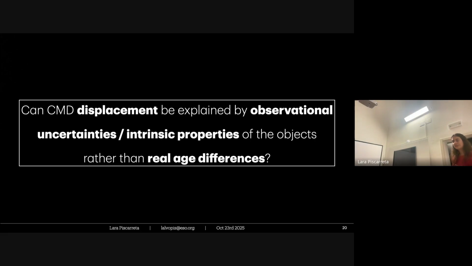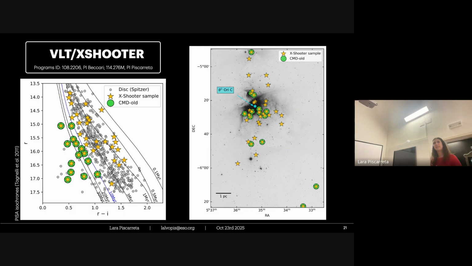And to do this, we actually obtained X-shooter spectra for 40 objects, which are depicted here with the yellow stars. And you can see that we're probing a large age range so that we could probe both the seemingly old accretors, but also sources that are in the main locus of the population. And in terms of masses, we're basically probing between 0.1 and 0.8 solar masses. And on the right, you can see their location in the Orion Nebula.